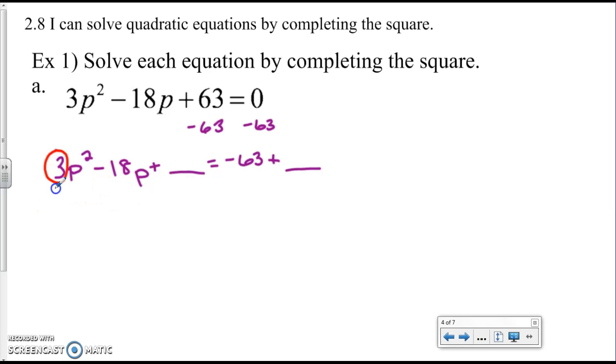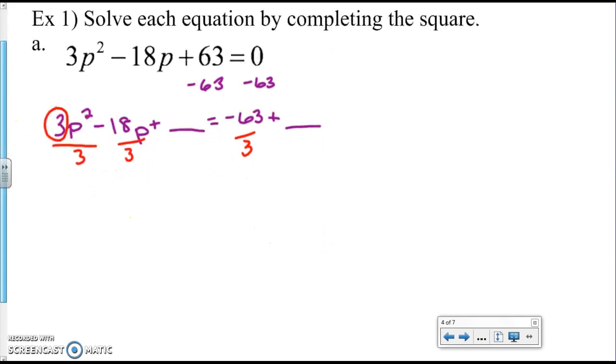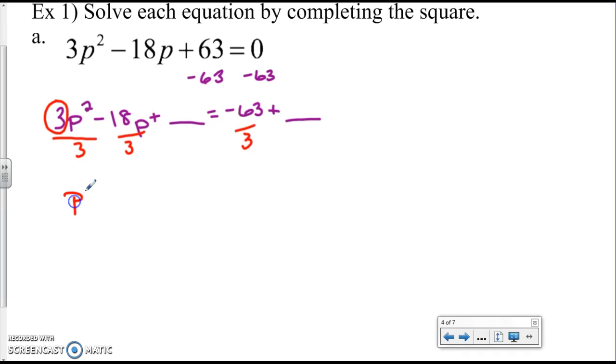So what we're going to do is divide everything in this problem by 3. Okay, so instead we are now dealing with just p squared minus 6p, we'll fill in that blank in a second, equals negative 21, and then that blank. Okay, so now instead of using negative 18 for our b, we're actually going to use negative 6. It makes a pretty big difference.